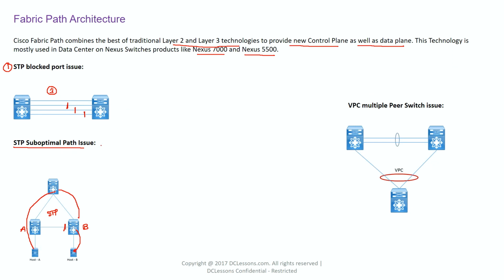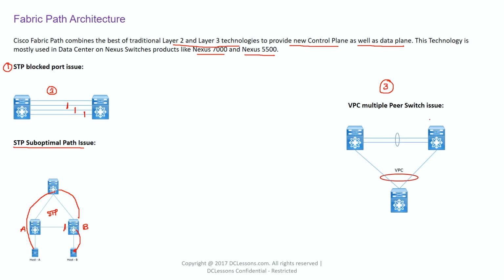Now to overcome this issue, in the Nexus 7000 and 5000, Cisco implemented a technology we call VPC, virtual port channel, in which a switch can be connected via port channel, or via VPC, to two peer switches, right? So all of the ports will be in the forwarding state. No STP blocked port will be there. Bandwidth utilization will happen at port speed.